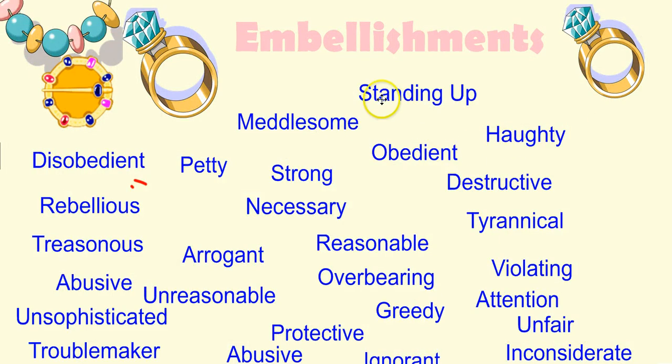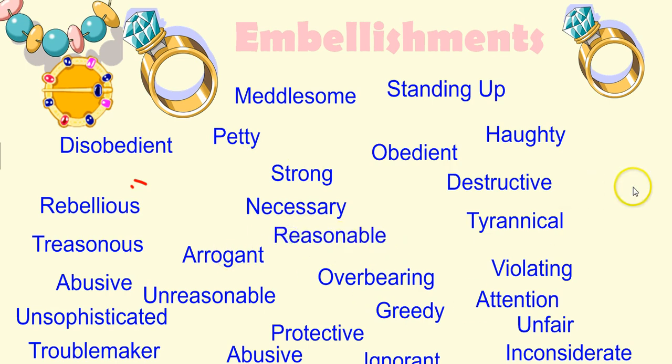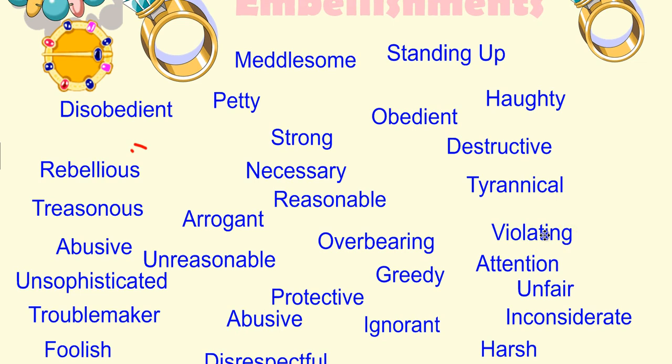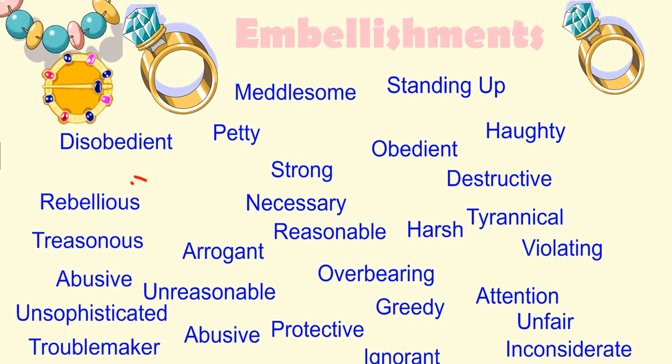So some of the embellishment words are standing up, meddlesome, disobedient colonists, your petty problems. It's not reasonable that you tax us. You have violated many rules and laws, you naughty, naughty colonists. You've been abusive, harsh, and ungrateful. These are the embellishment words that should be showing up in your speeches.